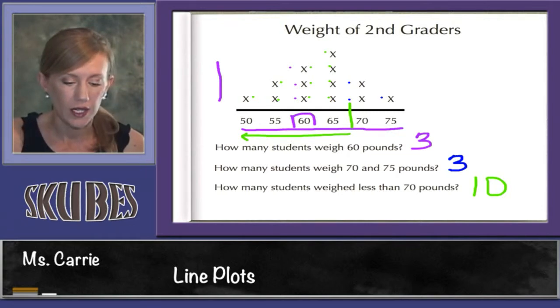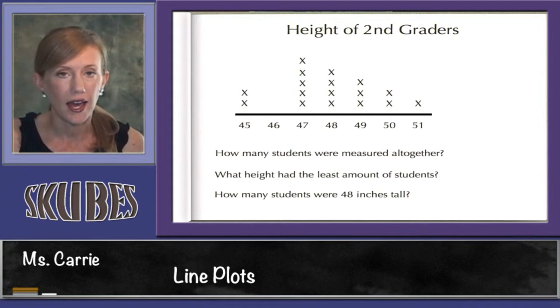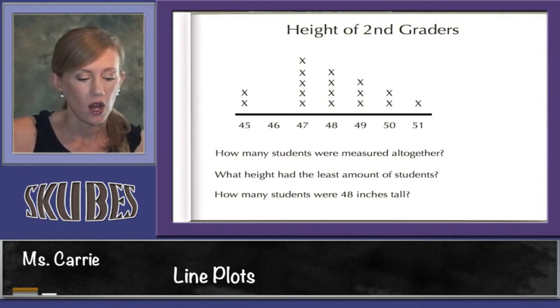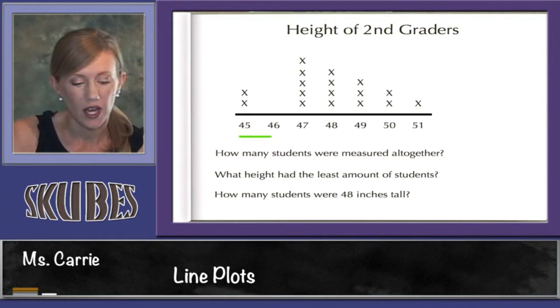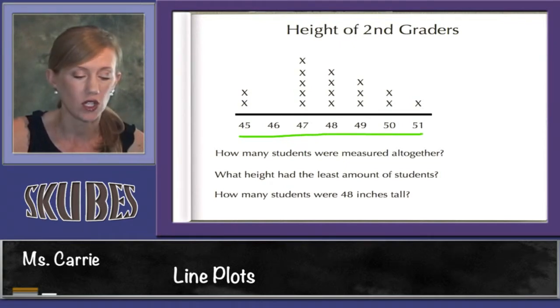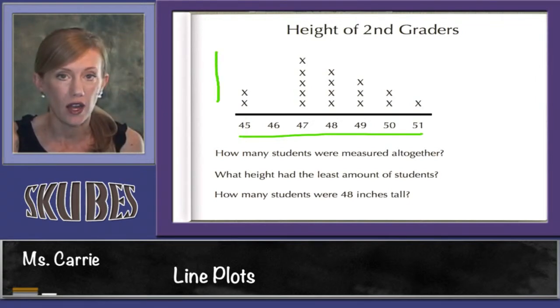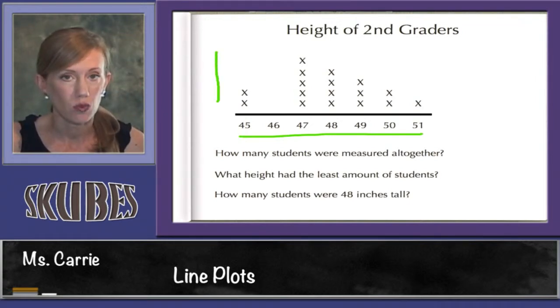Let's look at another example of a line plot. This line plot shows the height of second graders. Along the bottom you see the different heights in inches from 45 inches all the way to 51 inches, and up and down you see how many students are that tall. So let's answer some more questions.